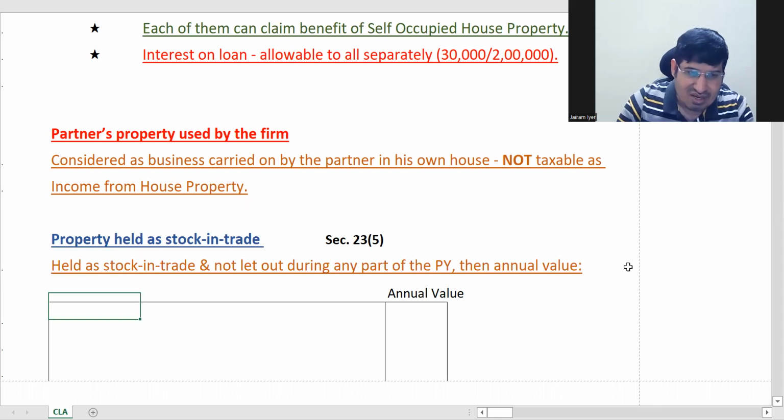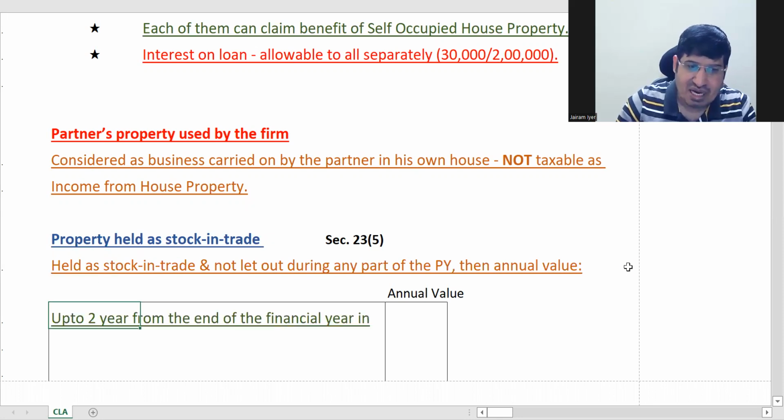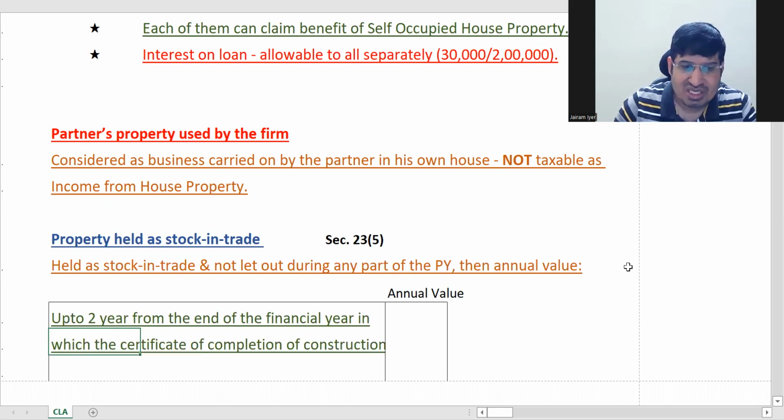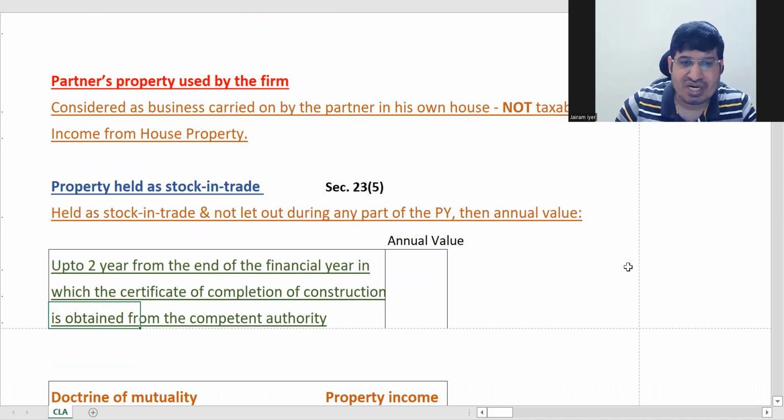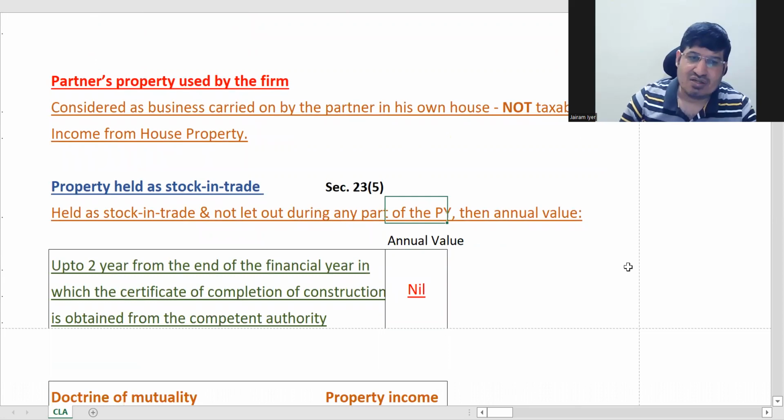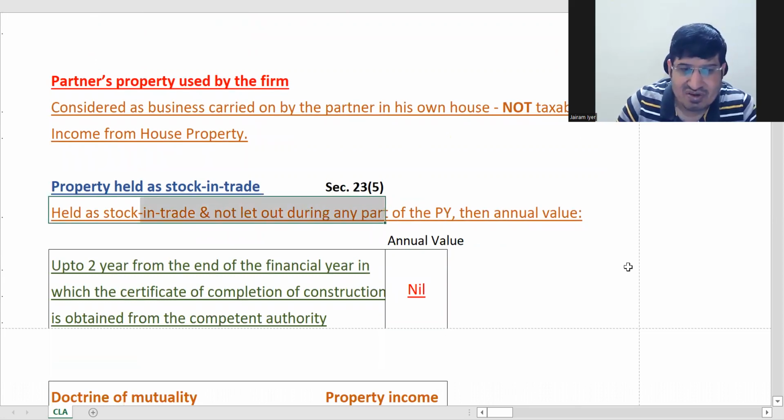Then the annual value will be nil for up to 2 years from the end of the previous year in which the certificate of completion of construction is obtained from the competent authority. So up to 2 years from the end of the financial year when you got the certificate of completion of construction, your annual value is nil.